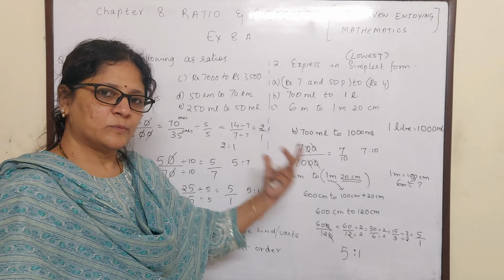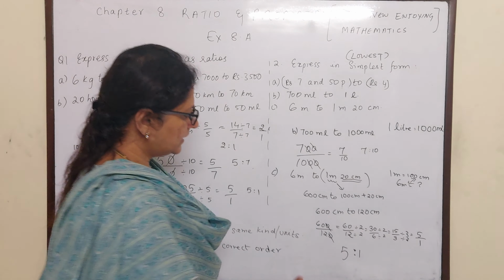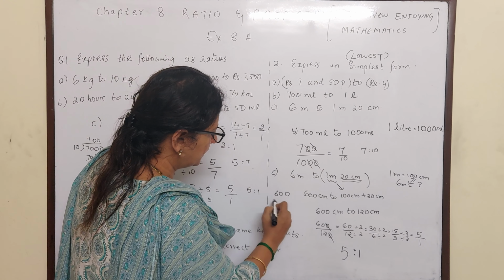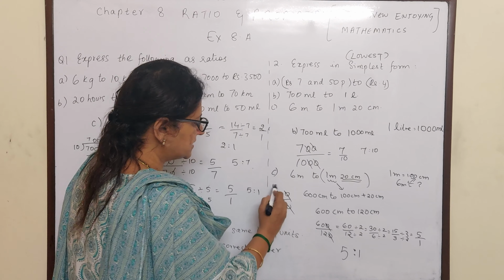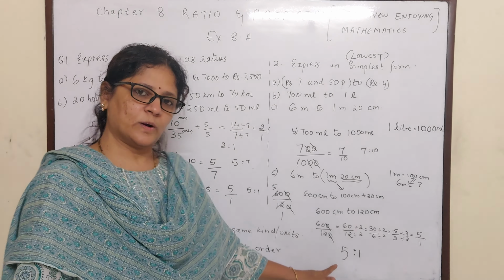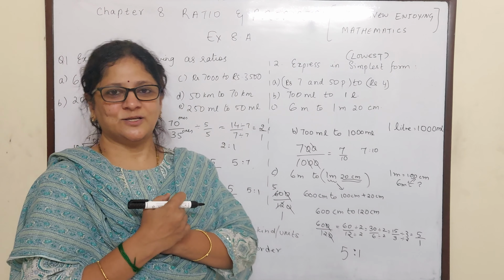As you start solving more and more sums, you can directly do it like 600 by 120, zero gone. 12 ones are 12, 12 fives are 60. So 5 is to 1. For that, your tables should be strong.